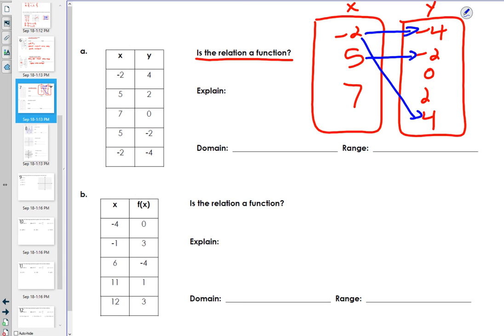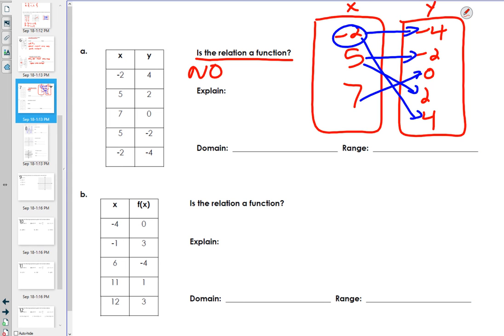Wait, the 4 and the 2 are what? They're both positive and negative. So negative 2 goes to 4, but it also goes to negative 4. So that's why here's a negative 2. Now that I've drawn you a mapping diagram, is this a function? No. You would write no because there are inputs that have more than one output.